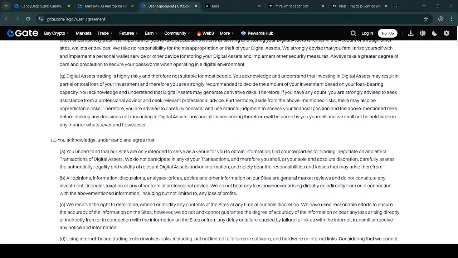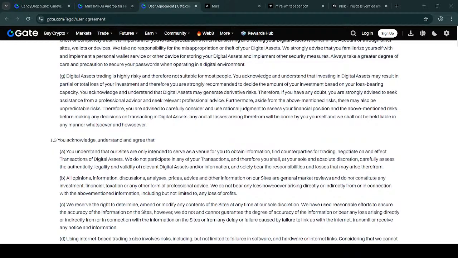So if you have any doubt, you are strongly advised to seek assistance from a personal advisor and relevant professional advice. Furthermore, the risks mentioned above may also be unpredictable risks, and therefore you are advised to be careful and use rational judgment to assess your financial position and the above-mentioned risks before making any decision or transaction in a digital asset. Any and all losses arising will therefore be borne by yourself and we shall not be held liable in any manner whatsoever, guys.